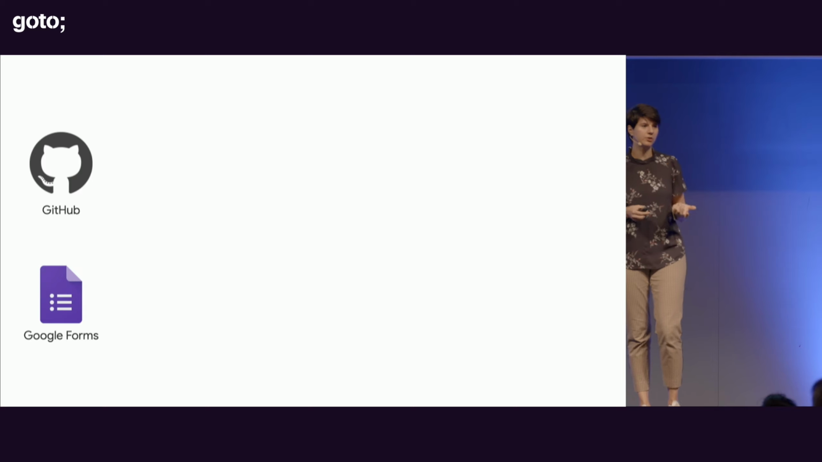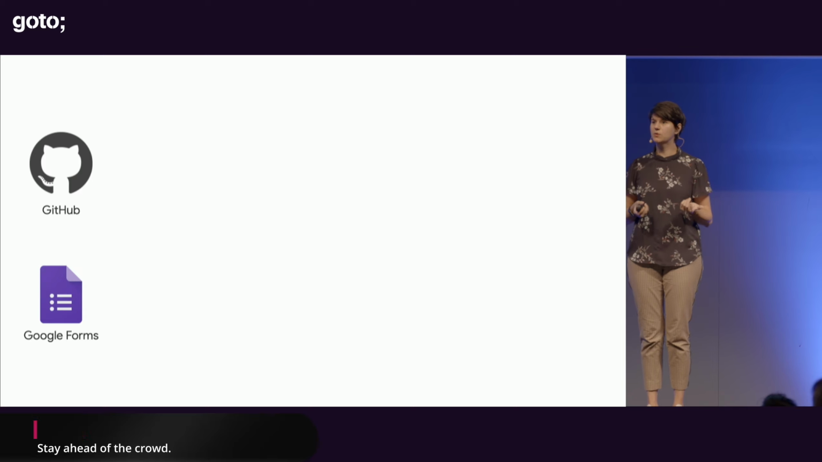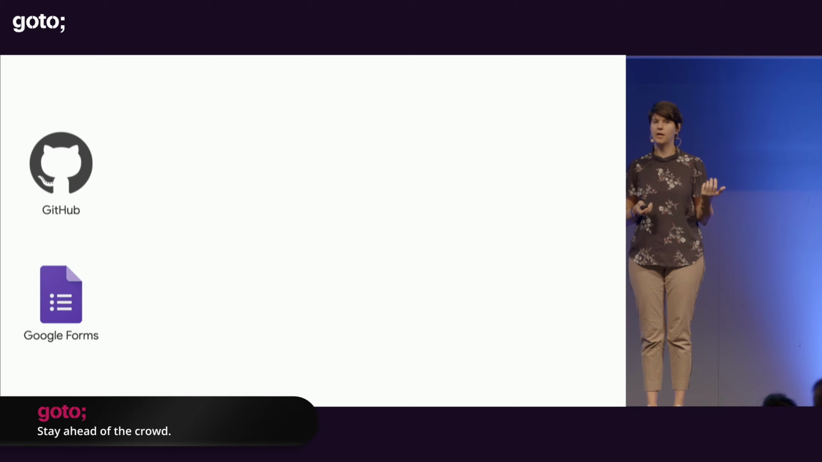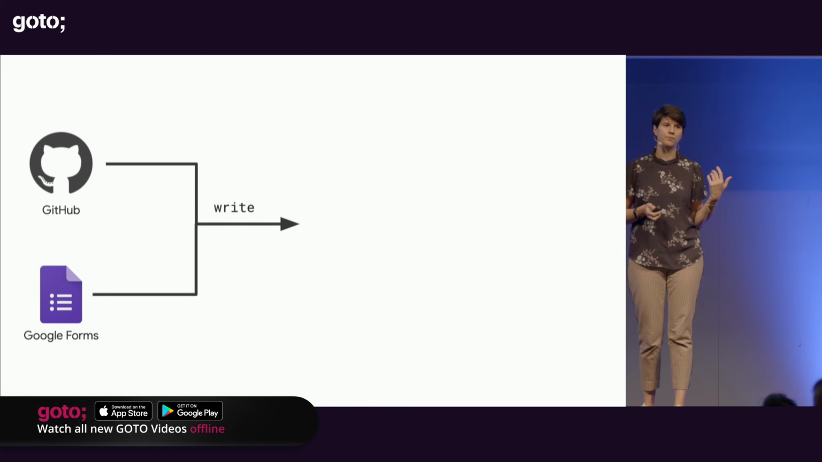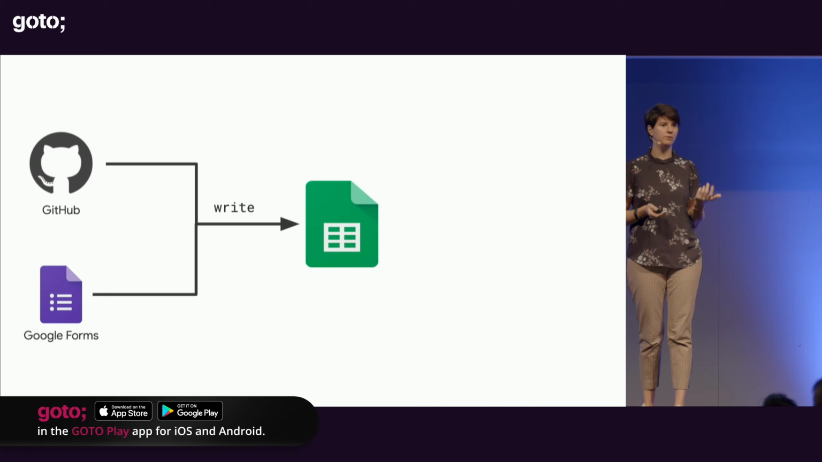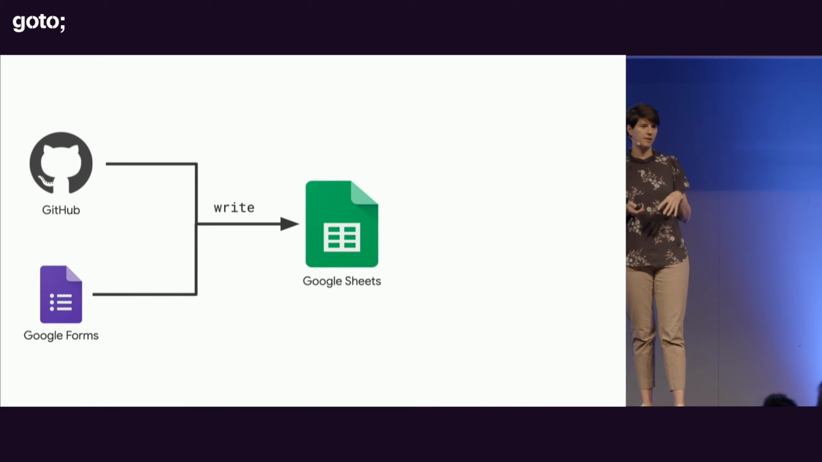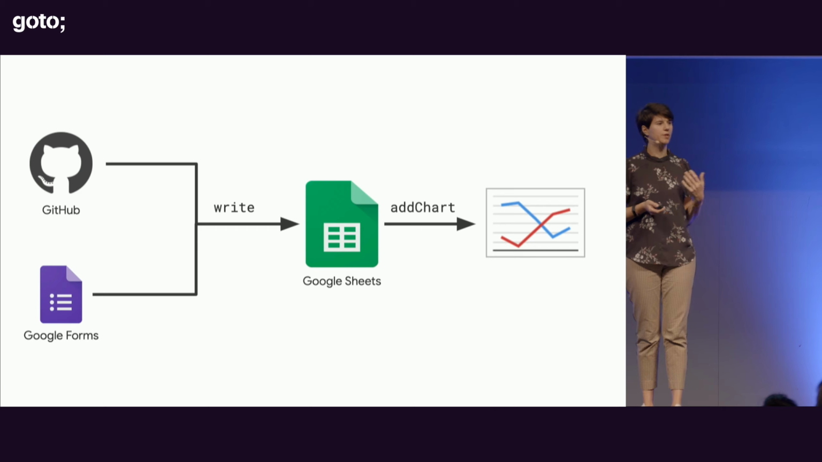So our architecture looks like this. We have several data sources, in our case, the GitHub API and what came in through a Google form. And then we do a write API call to the spreadsheets API to put all this data into one spreadsheet. We do another API request to generate a chart.